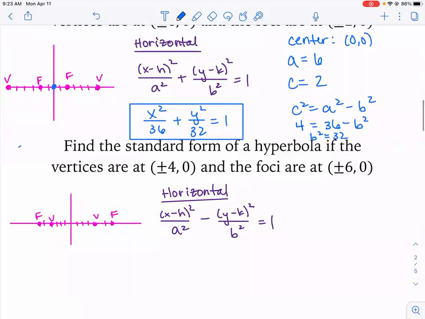How about the second one? Once again, our vertices are horizontal from each other. So we know that it's a horizontal hyperbola. In between the vertices, our center is at 0, 0. That's kind of boring. It's fine. Our vertices are how far away?